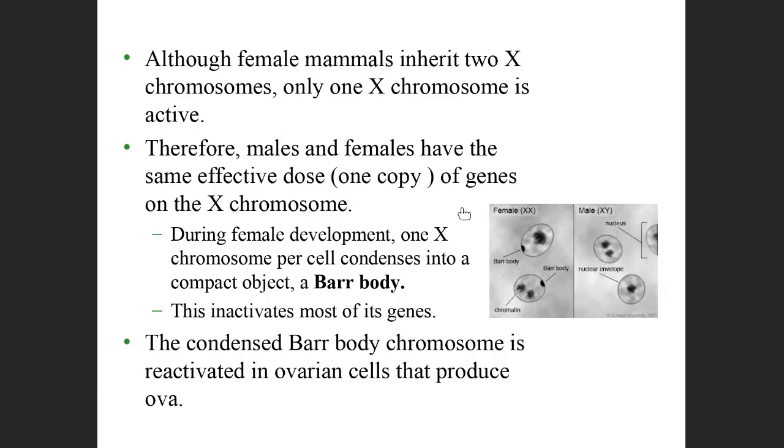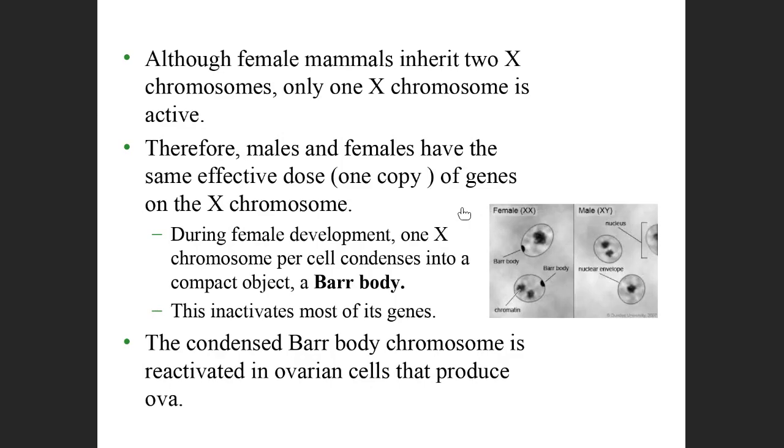So women are actually a mosaic of their X's because not all cells will have the same X that goes dormant. Approximately half of a woman's cells have one X that's active and the other is dormant. And in the other half of her cells, it's the reverse situation.